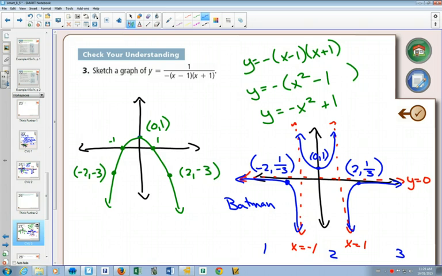And the ones you can do for this one are 7, 8, and 11C. And I'll give you some time to work on that before we do example 4.